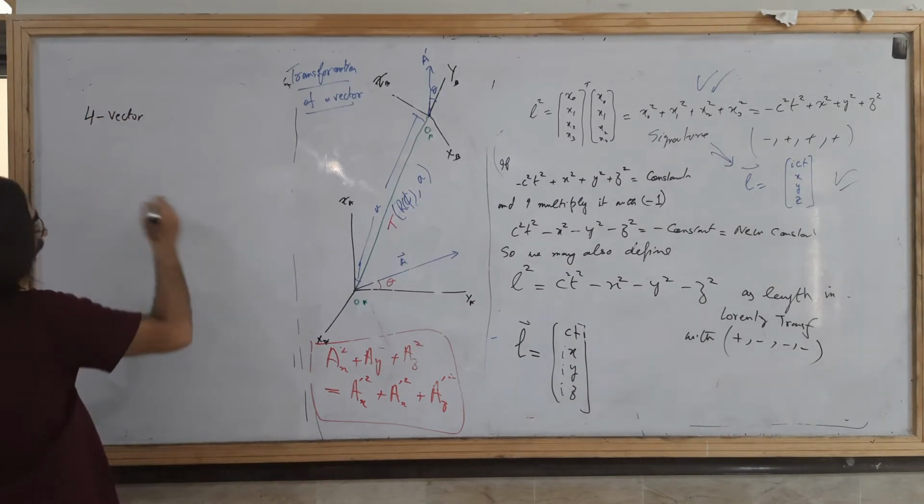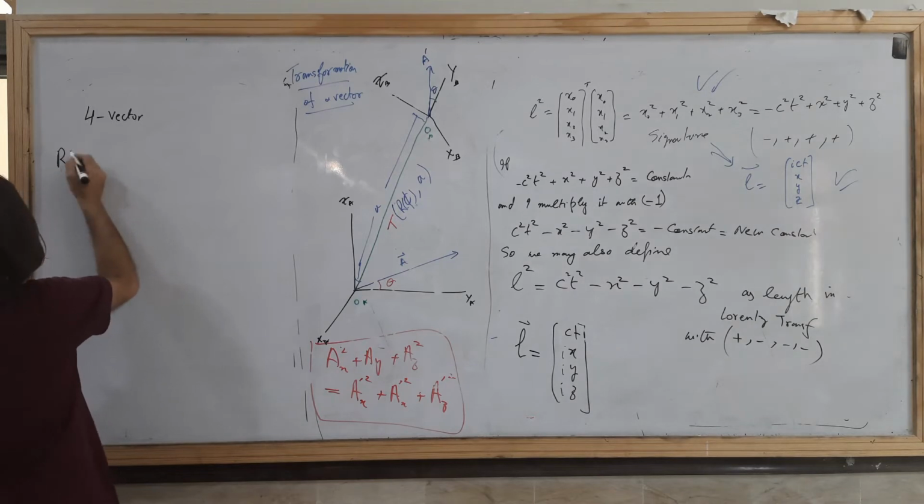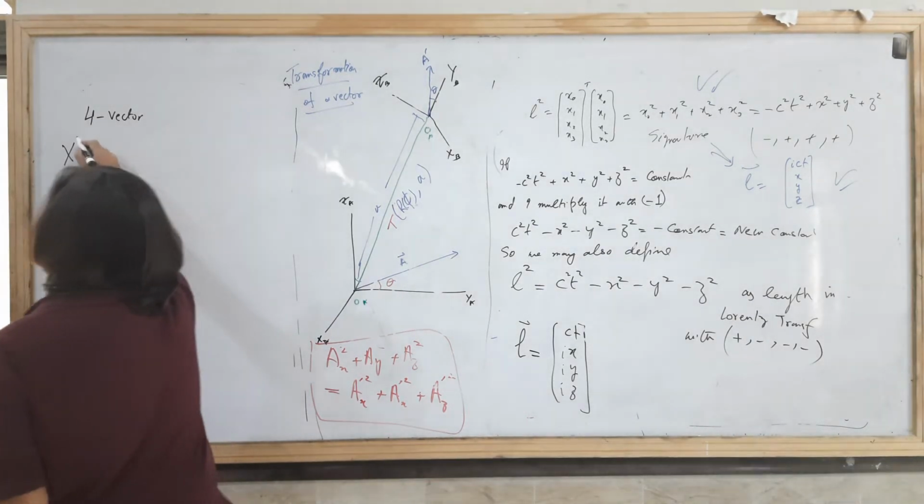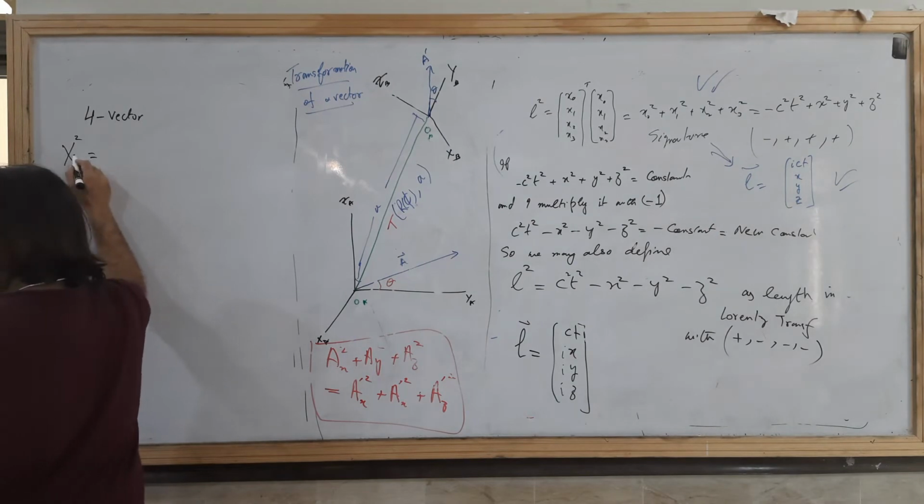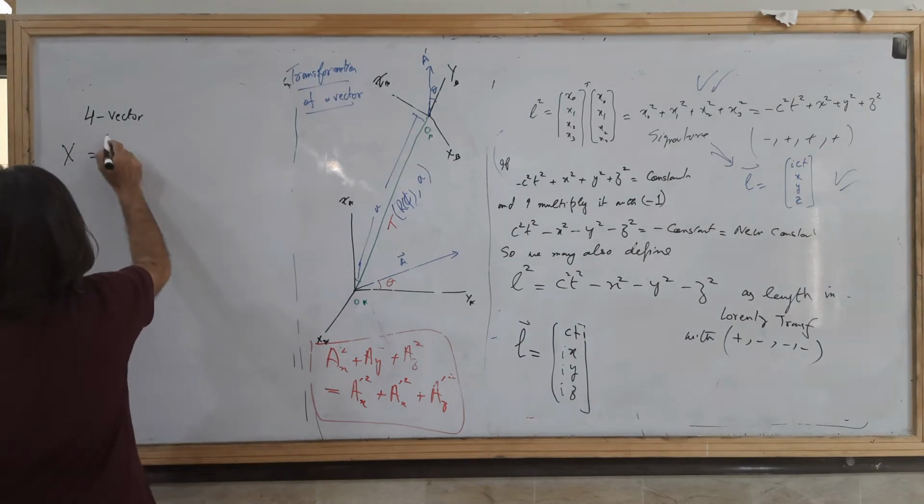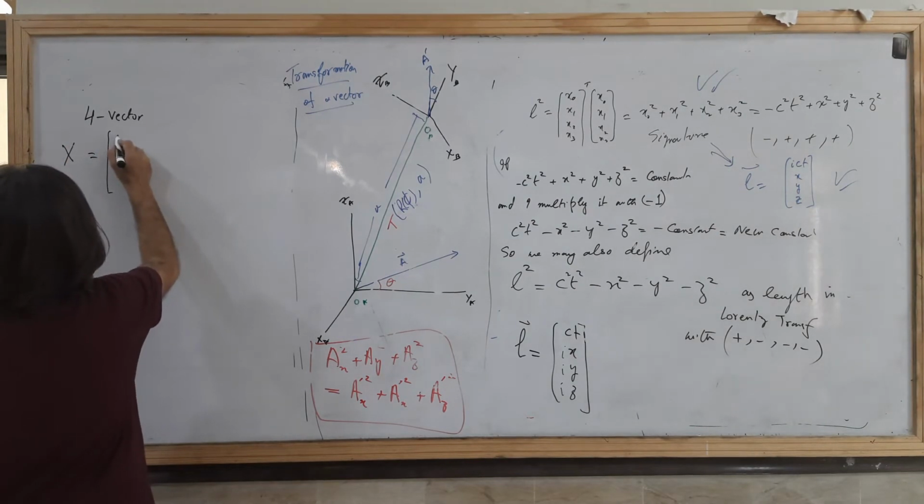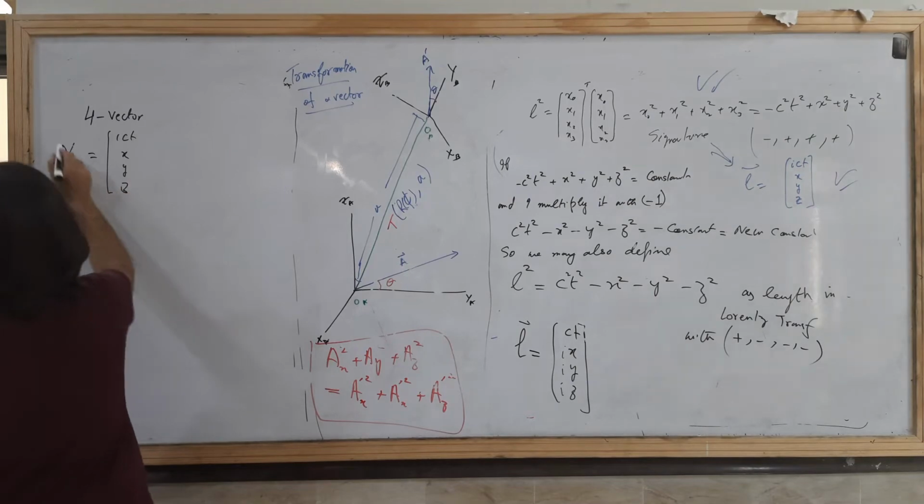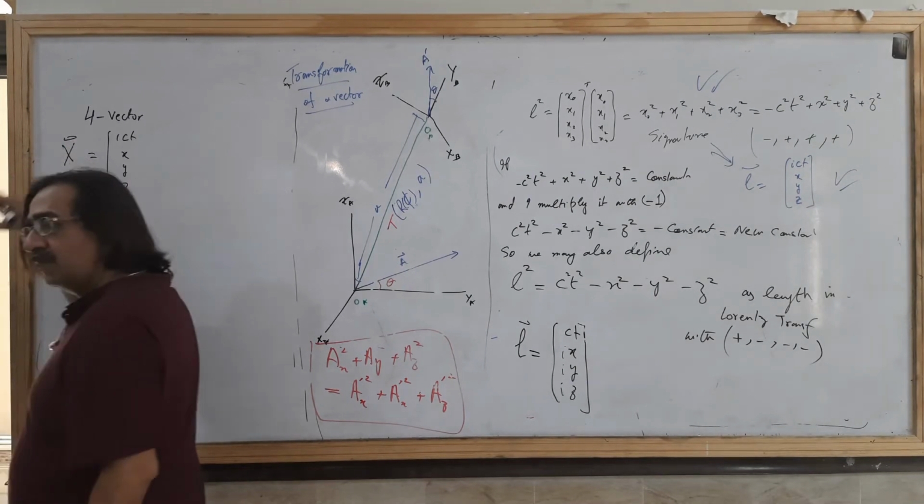So every vector, if I say that R is a vector in 4 dimensions, असल में हम इसे X, कैपिटल X से लिखते हैं, ठीक है. कैपिटल X स्क्वायर, ठीक है, कैपिटल X is (ict, x, y, z). Okay, it means this is the vector.